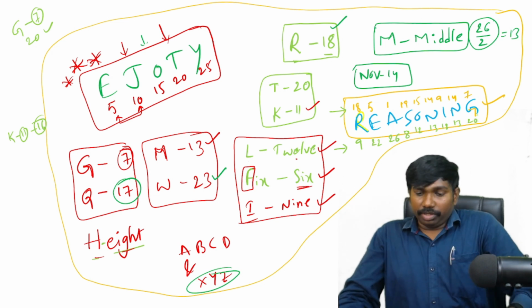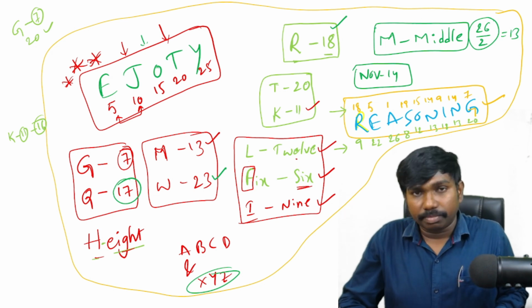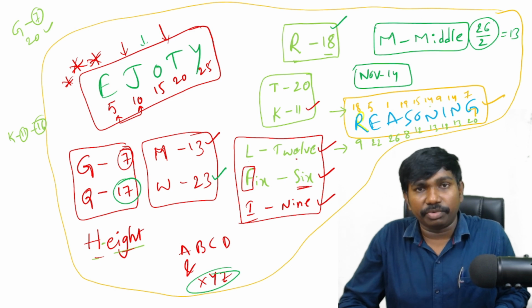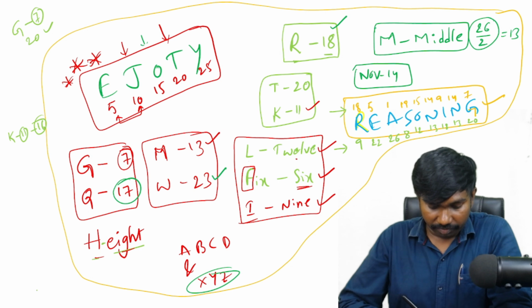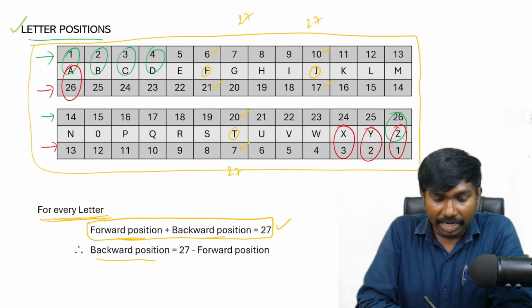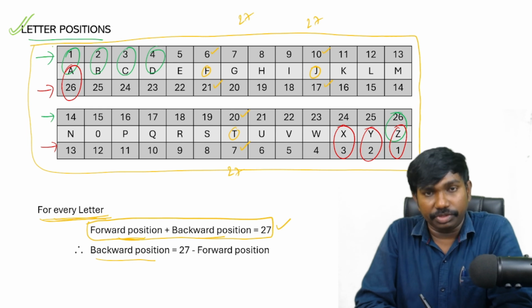Okay. So you have to practice this by the next class, because we are going to start our actual chapters from the next class onwards. So this is prerequisite 1. What is that prerequisite 1? Letter positions, both in the forward and backward positions.